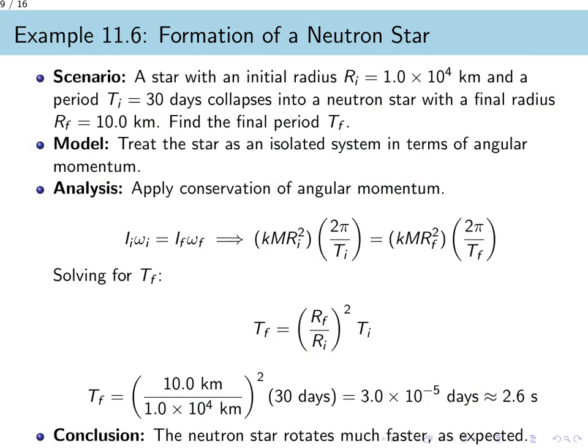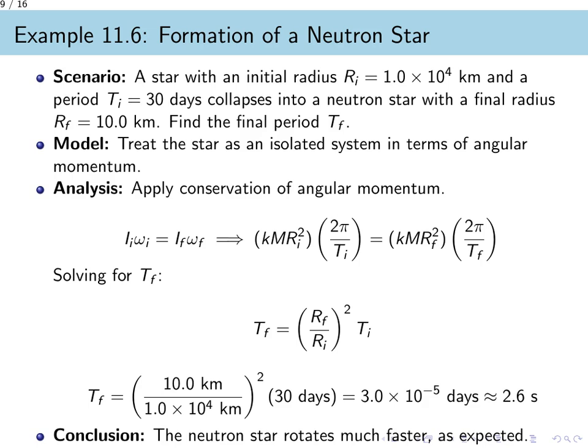Now let us work through a fascinating example of angular momentum conservation: the formation of a neutron star. We start with a star that has an initial radius of 1 × 10^4 kilometers and a rotation period of 30 days. After collapsing, its final radius is only 10 kilometers. Our goal is to find its new, final period of rotation.